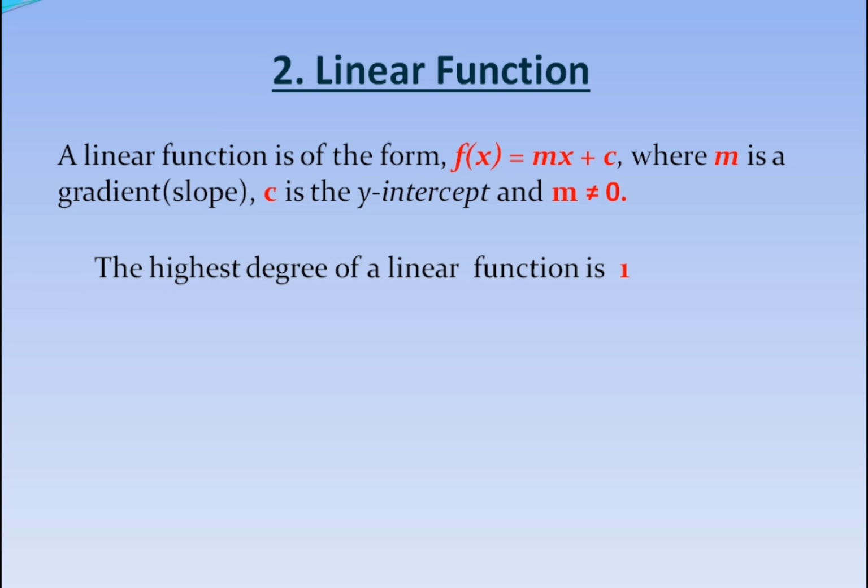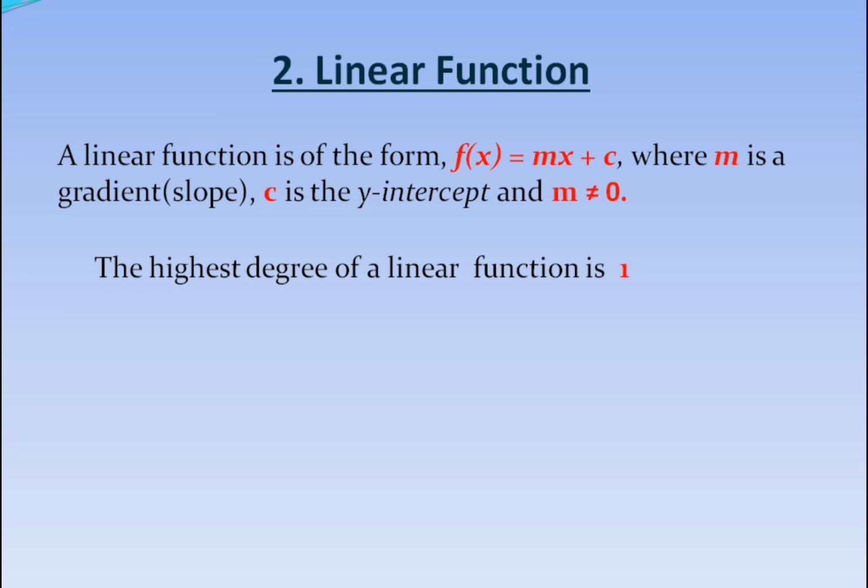When we are talking about the gradient of the graph, we mean the rise and the fall of the graph, whether the straight line rises or falls. That is the slope, the steepness of the graph, and that is the m we are talking about. And the constant, which is c, gives the y-intercept. In that case, m shouldn't be 0.